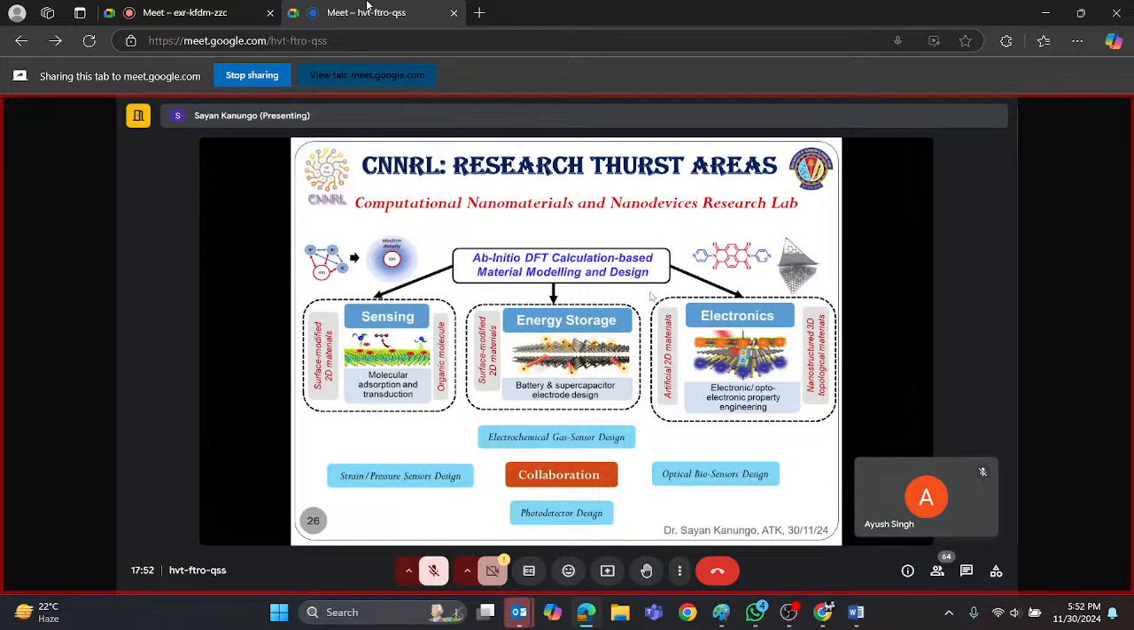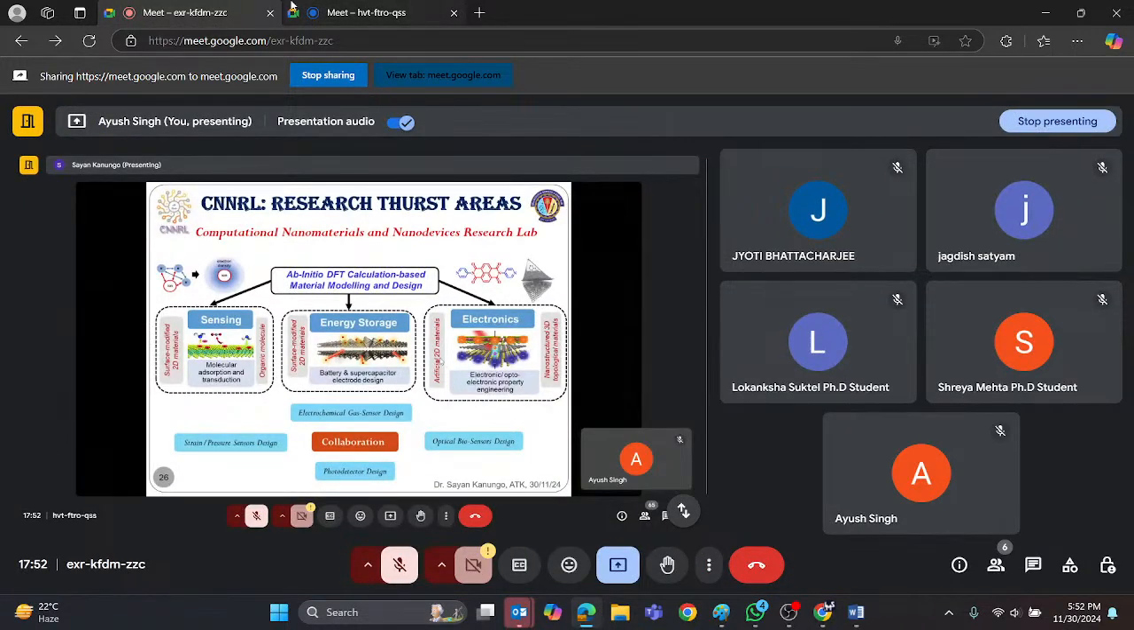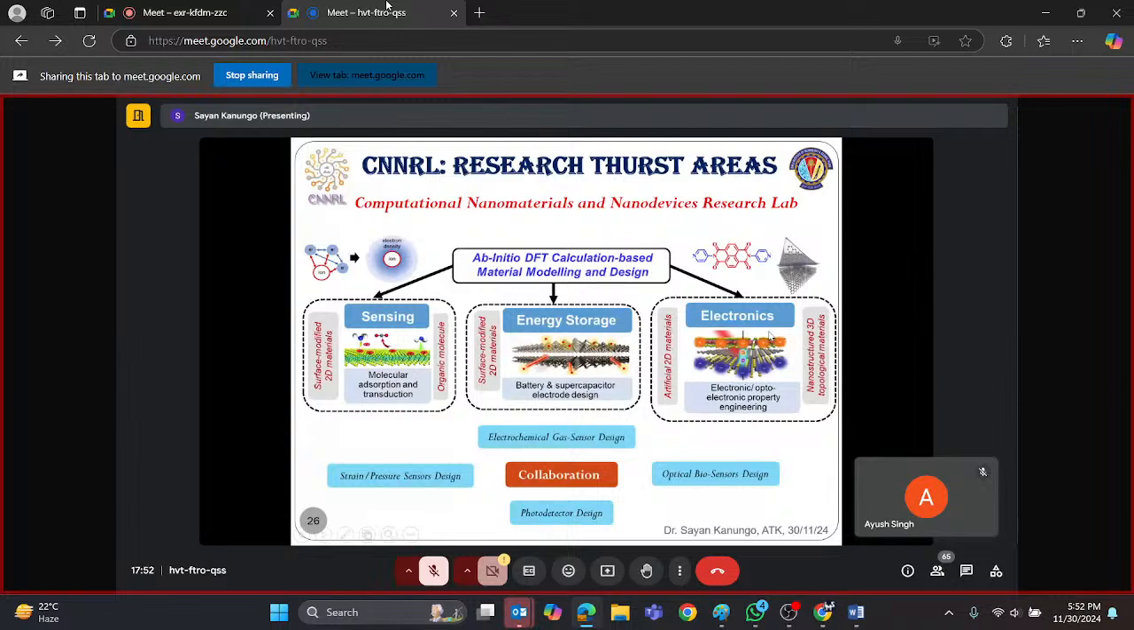In the electronics aspect, we are working on electronic and optoelectronic property engineering using artificial 2D material systems like Janus transition metal dichalcogenides, and the van der Waals heterostructures between the transition metal dichalcogenides. And very recently, we have started working on nanostructured bulk topological insulator material, and we are trying to simultaneously tune their surface and bulk electronic properties through suitable material engineering strategies.